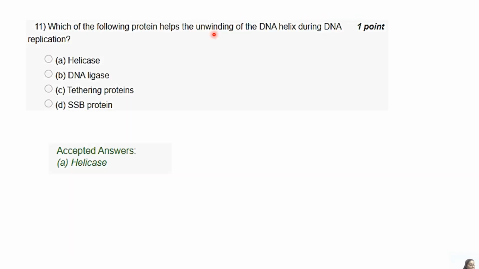So coming back to the question that we started with: which of the following proteins helps in the unwinding of DNA helix during DNA replication? The answer will be helicase. Okay, we'll wait here for 2-3 minutes and then we can move on to the next question.